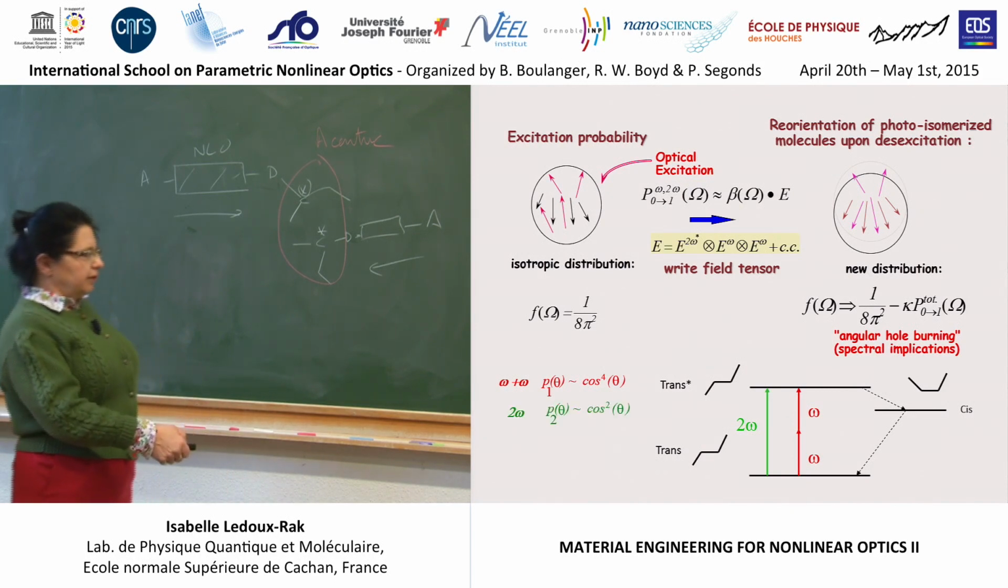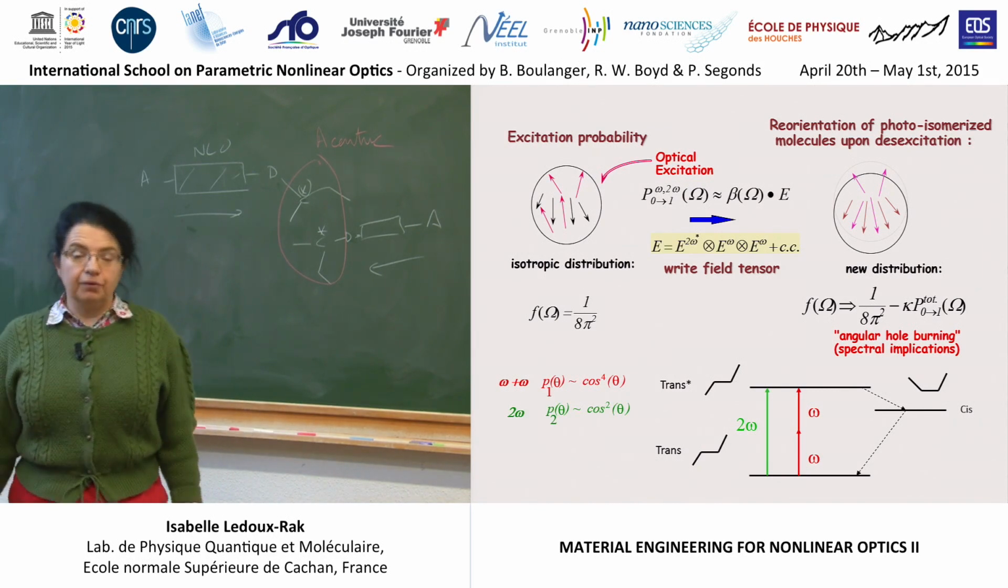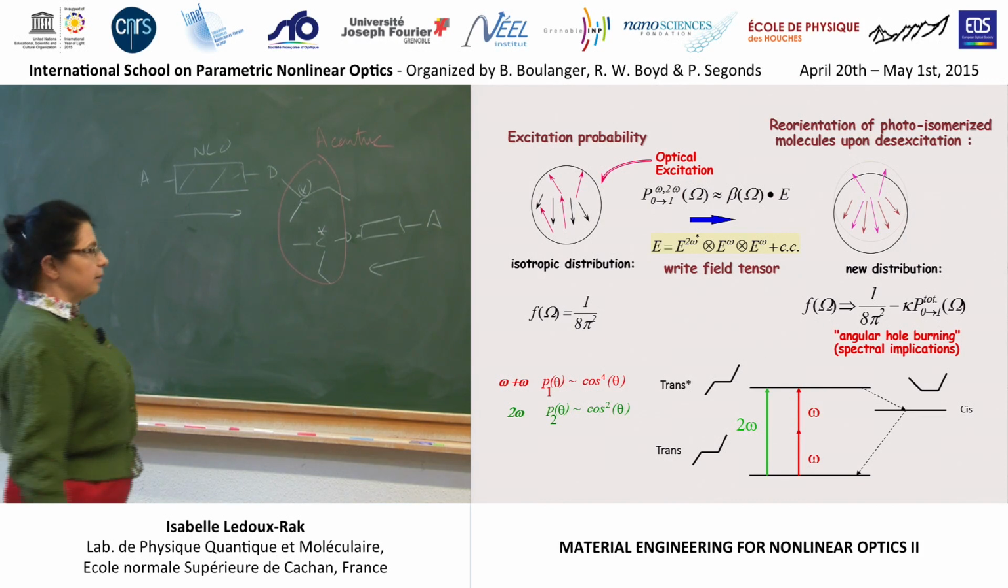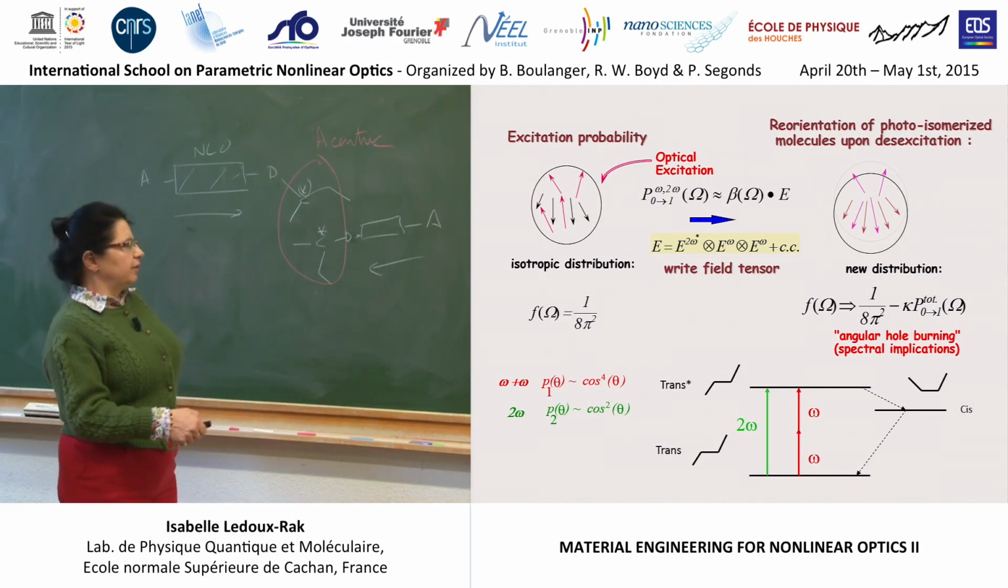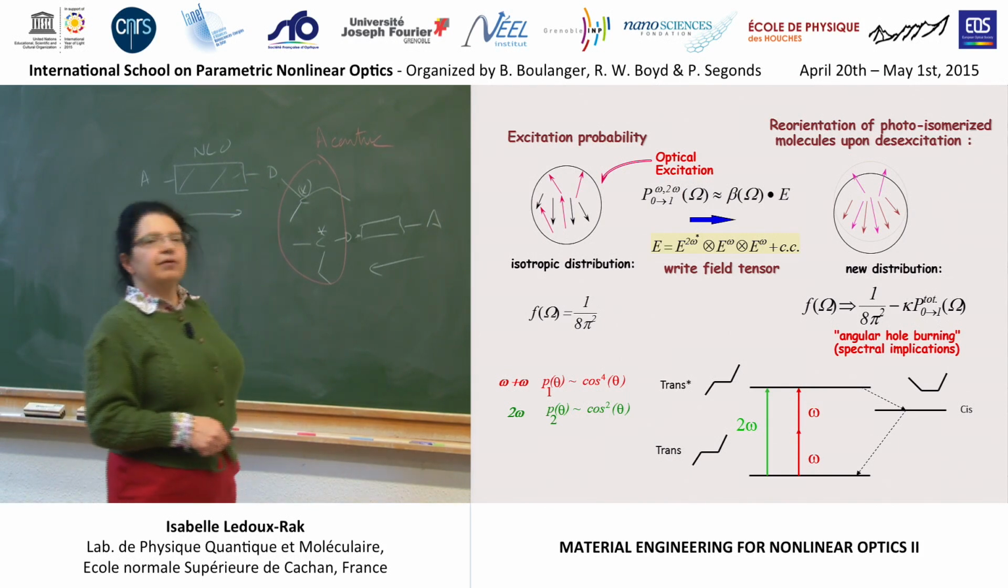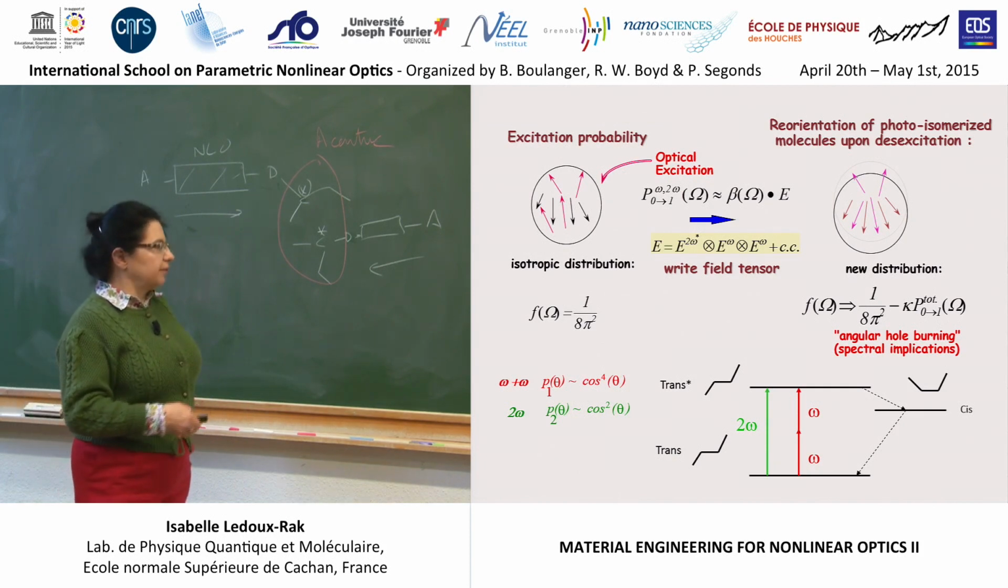If we use a single photon 2 omega, as we have seen before, that's the case of the first slide I showed you of the topic, the probability is cosine squared theta, and with the averaging, you get a centrosymmetric pattern.